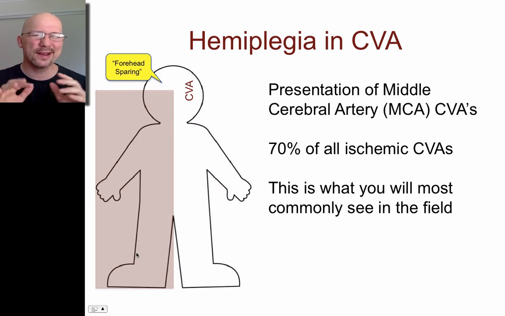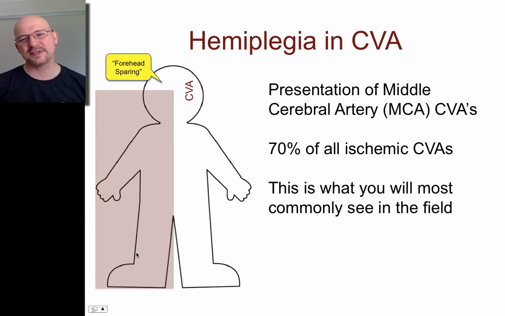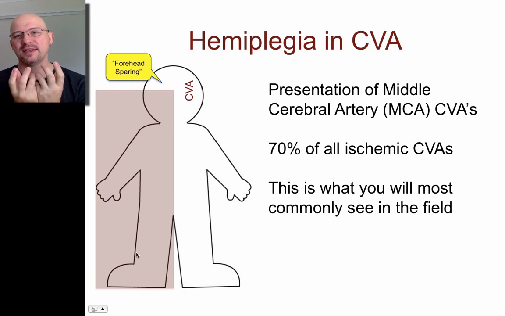We don't talk about the forehead because it's kind of confusing, but just to keep it simple, we say if it's the right side of the body, it's the left side of the brain. And if it's the left side of the body, it's the right side of the brain. But it's only true with middle cerebral artery cerebral vascular accident, which is most of them. So this is your bread and butter stroke. This is what you'll see most of the time.